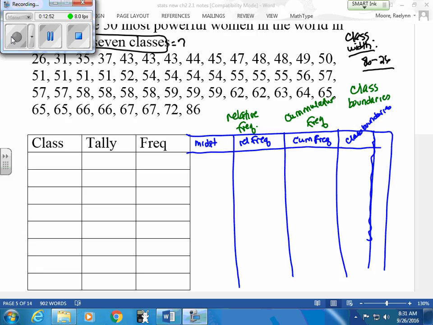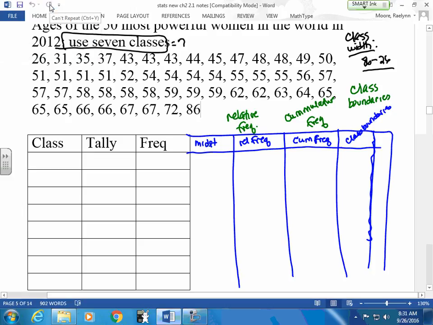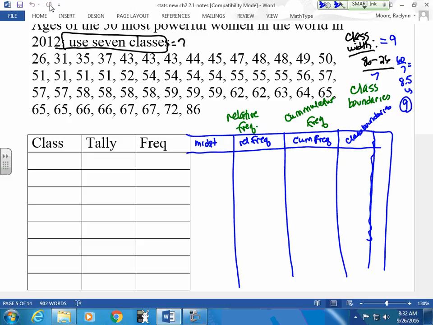We're going to work with this. Do 60 divided by 7. What do you get? 8.5. And we have to round up to 9. So our class width will be 9. Good? Always round up. If we followed the rules of rounding, we sometimes might round down and we won't fit the last thing. So we're always going to round up.